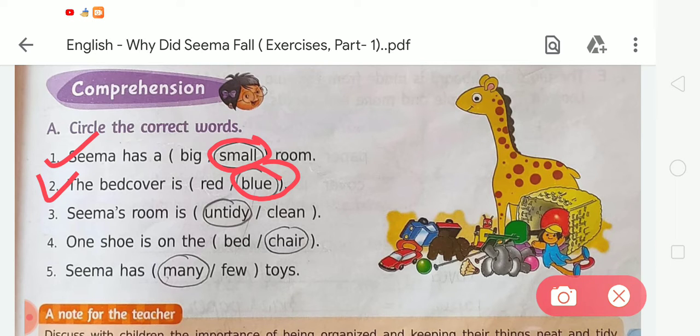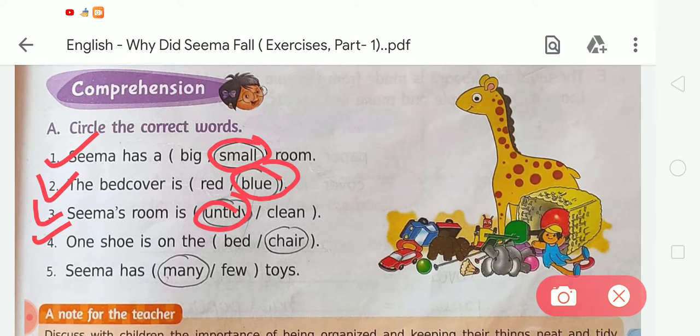Okay student. Third is: Seema's room is untidy or clean. Which one is the correct option? The given word untidy is correct, so we have to circle the word untidy. What is the spelling of untidy? U-N-T-I-D-Y, untidy. Okay student. Now after this, next is number 4.